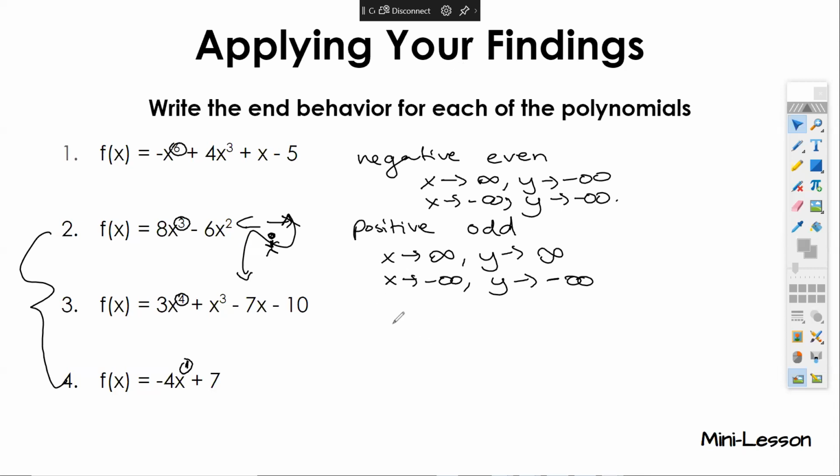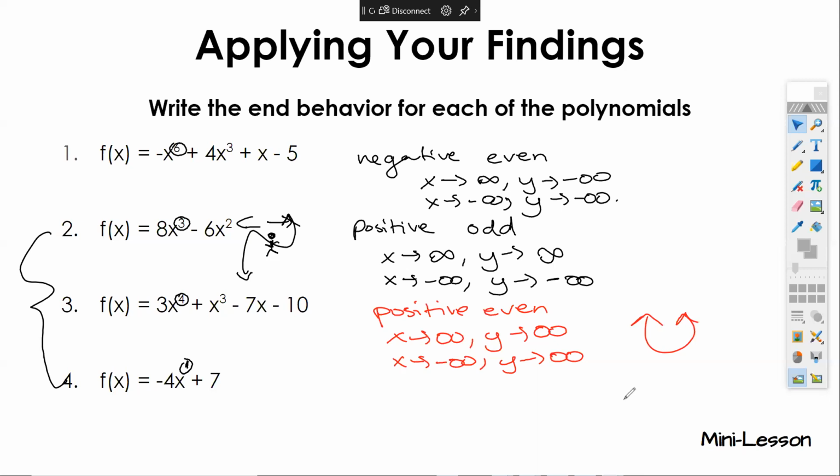All right, on the next one, you have positive even, right? So as x approaches positive infinity, what's happening to y? It's going to positive infinity. As x approaches negative infinity, what's happening to y? Nah, it's positive. So evens are really easy because they both are facing the same way. If you figure out positive even, they're both facing up. If you see negative even, they're both facing down. Does that make sense?